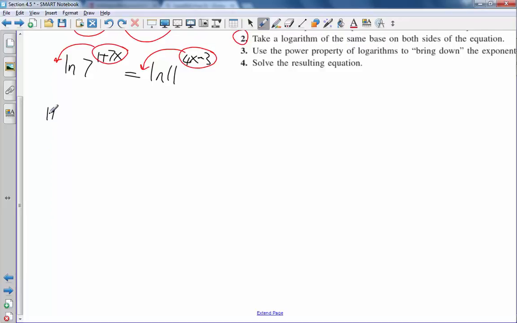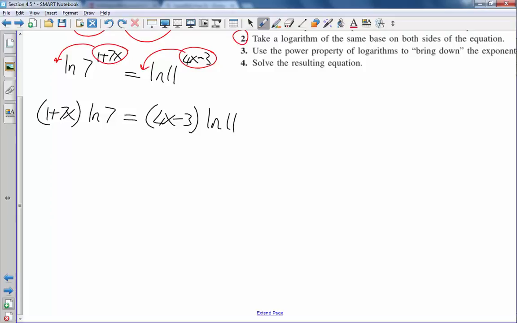So 1 plus 7x in the front side, ln 7, 4x minus 3 times ln 11. Now you need to bring, x's are on the ground now, safe and secure. You need to bring them together, combine them, and isolate x on the left side. Get x by itself. And that will be challenging for some of you guys.